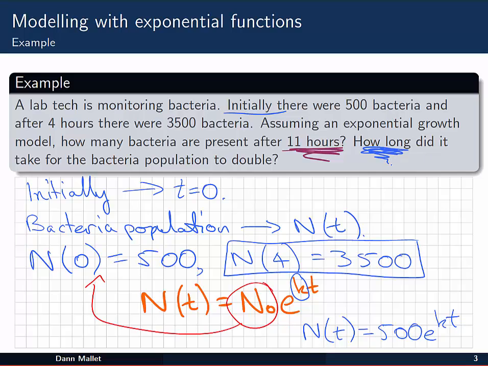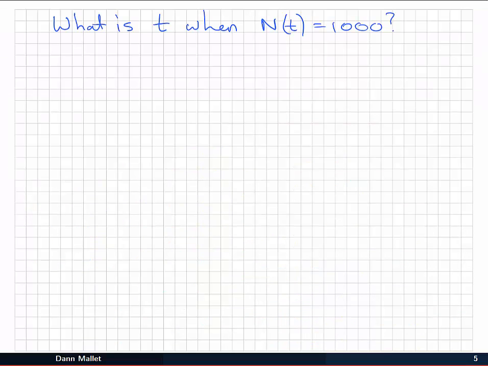Here the key is looking at how the question asks us how long, in other words, an amount of time. What is the amount of time, or what is the t-value, at which the bacteria population is double? In other words, what is the time when the bacteria population is not 500, but 1,000? So another way to express that might be, what is t when N of t is 1,000?